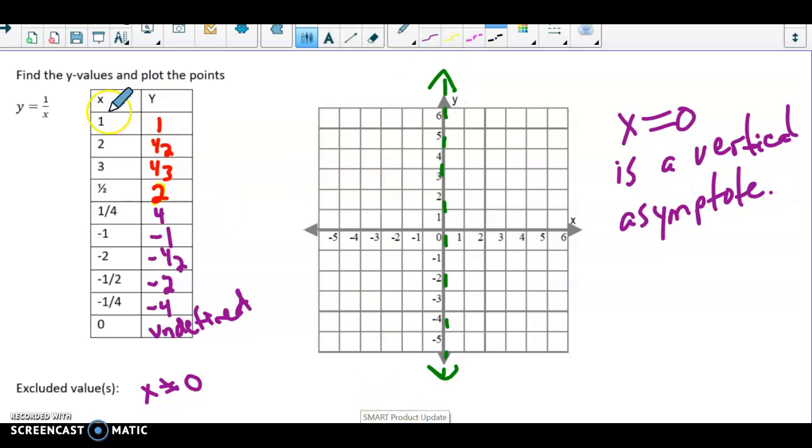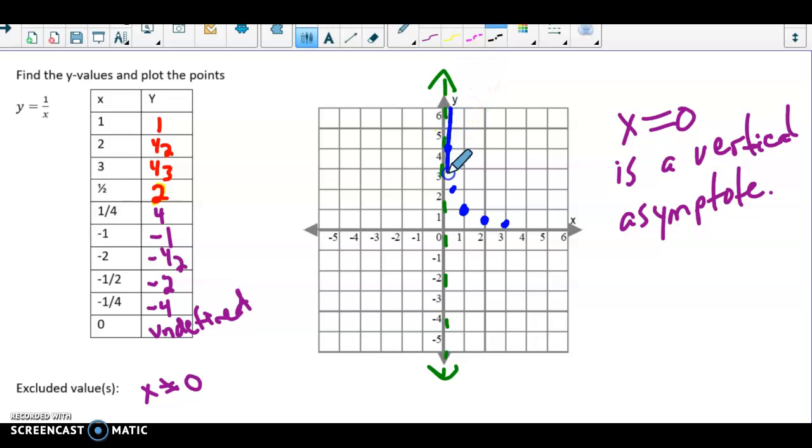Now let's plot the other points. 1, 1. 2, a half. 3, a third. I kind of know what's happening here, right? 4, a fourth. 5, a fifth. 6, a sixth. 7, a seventh. A million, 1 millionth. I'm going to get closer and closer to 0, but I'm never going to touch 0. Let's see what's happening at a half. When I put a half in, I get 2. So here's x is a half, y is 2. If x is a fourth, y is 4. I'm getting closer and closer to this vertical asymptote, but I'm never going to touch it.